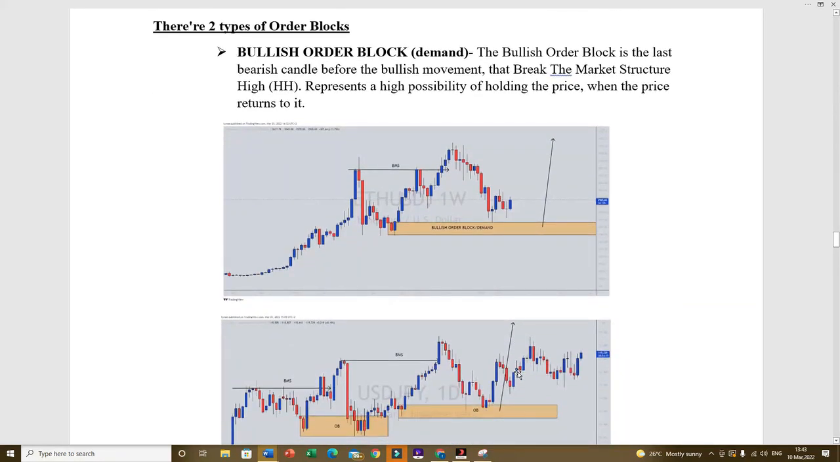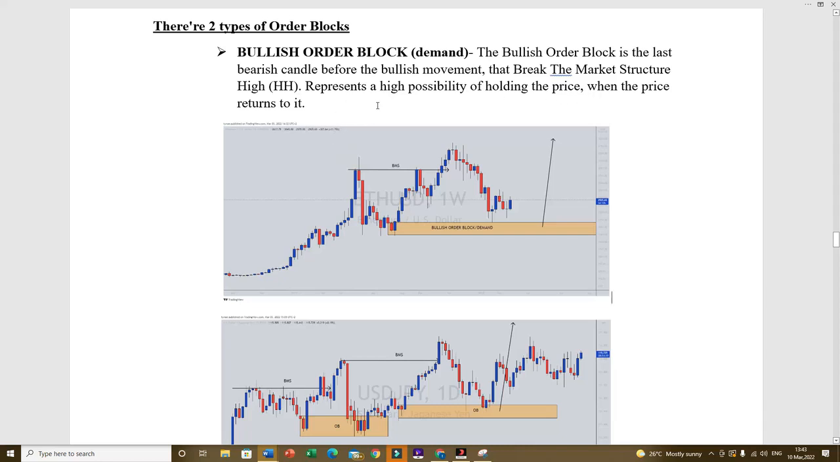We have what we call bullish order blocks. Every bullish order block that you're going to see in the market is going to create what we call demand zones. The bullish order block is the last bearish candle before a bullish movement that breaks the market structure, that is our higher high. It represents a high possibility of holding price when price returns to it.